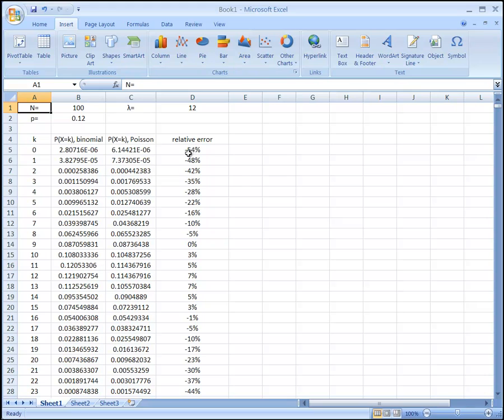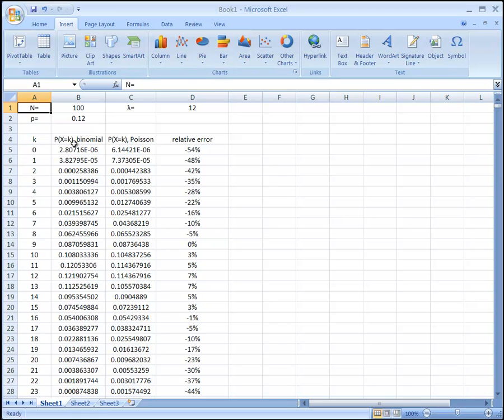And over here I have relative error, and this relative error is taking the difference between these two values and dividing it by the value for the Poisson distribution. And we're thinking of it as error with respect to the Poisson distribution because we're thinking of the binomial distribution as being an approximation of the Poisson distribution.